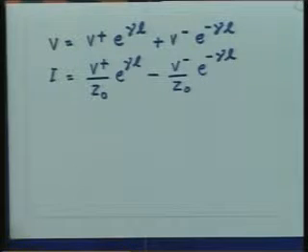And L equal to 0 corresponds to the location of the load, or the other end of the transmission line. Sometimes that end is also referred to as the receiving end of the transmission line, and the generator end is also called the transmitting end of the transmission line.